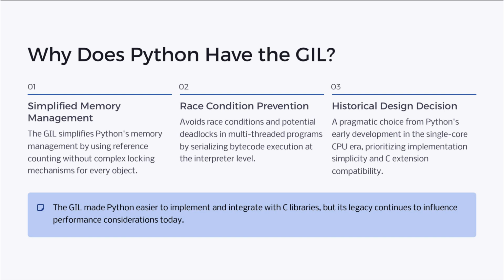Python's Global Interpreter Lock, GIL, simplifies memory management by using reference counting without complex locks. It prevents race conditions and deadlocks by serializing bytecode execution. Historically, it was a pragmatic choice during Python's early development, prioritizing simplicity and C extension compatibility. This legacy still impacts performance considerations in modern multi-core environments.